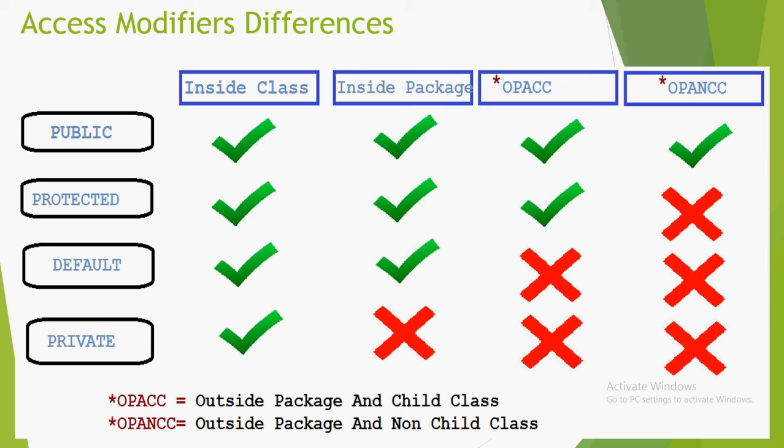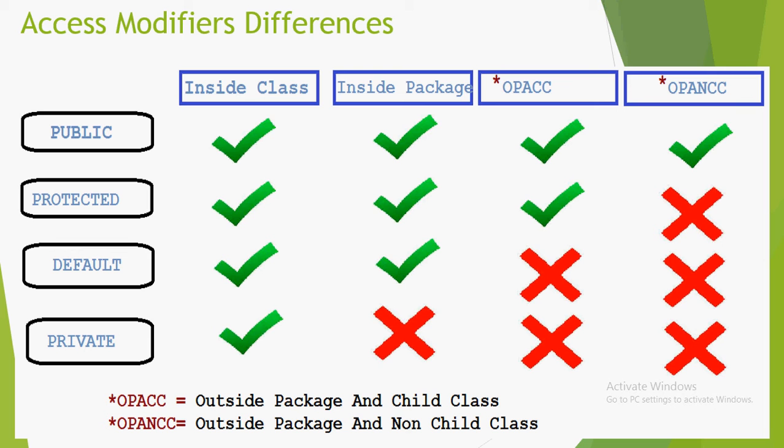And the next one is protected. This protected access modifier will be available inside class, inside package, outside package and child class. The scope will end for outside package and non-child class. For this, the best example is a passport. Suppose we took a passport for one country, the countries below under this country, that means the derived countries, in the derived countries also this passport will be applicable.